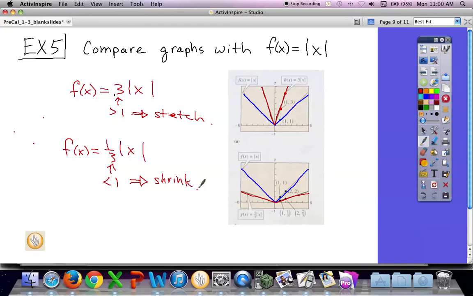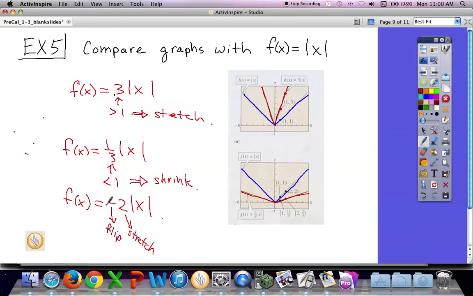Now, what would you call it if I did this? f of x equals -2 times the absolute value of x. The reason I'm showing you this is because we commonly do that. But think of it like this: that is a flip and a stretch. The 2 is actually stretching the graph, and the minus is flipping it.